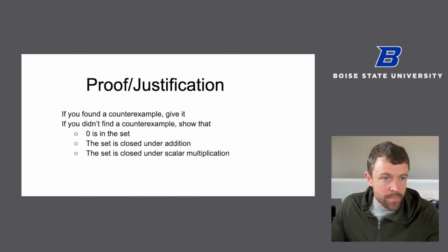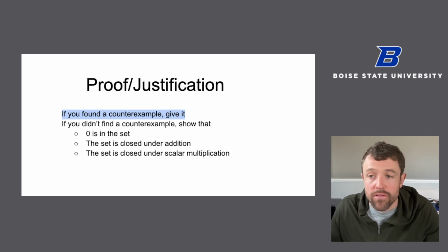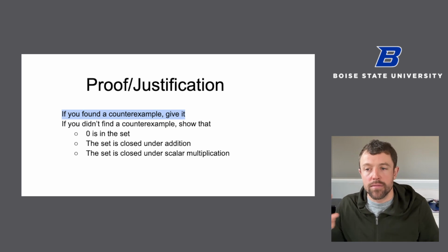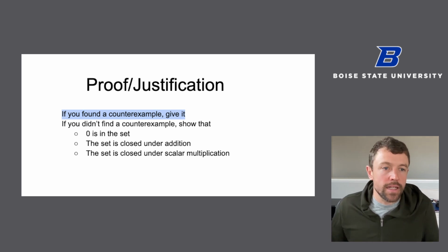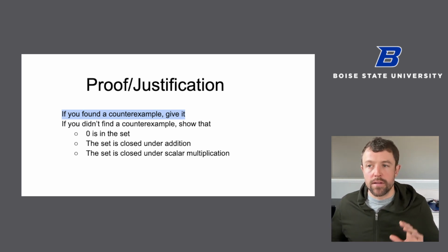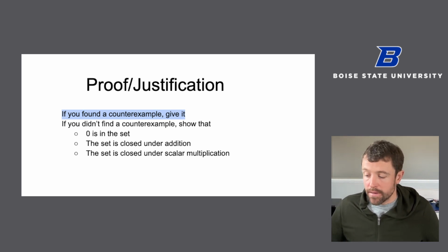Proof/justification. Well, I found a counterexample. That's what it means when you find something that's not in the set. Either maybe I found that 0 wasn't in the set, or maybe I found that there was some scalar multiplication that took an element in the set and landed it outside the set. Here, what I found was that there were two elements that if I added them, I got a third element that wasn't in the set.